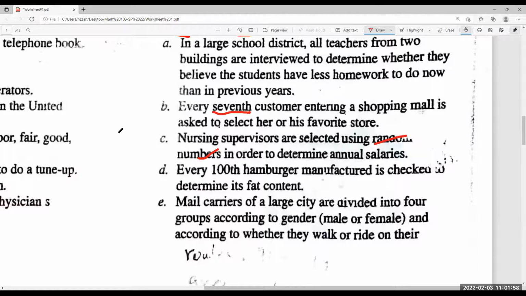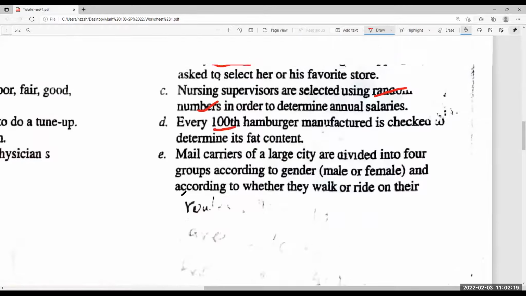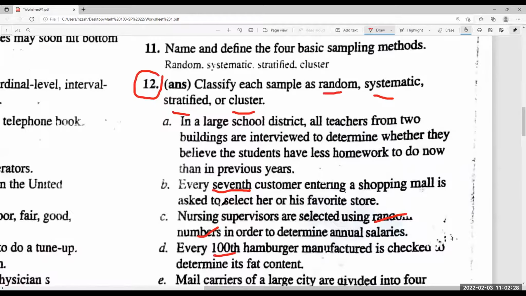The next one, again, is not bad. Every hundredth. Systematic. You see this term, hundredth. Every hundred is going to be systematic. There is a second part that we don't have, so we can ignore it. It's stratified, but you don't have the second part. So these are from the first selection that we have.